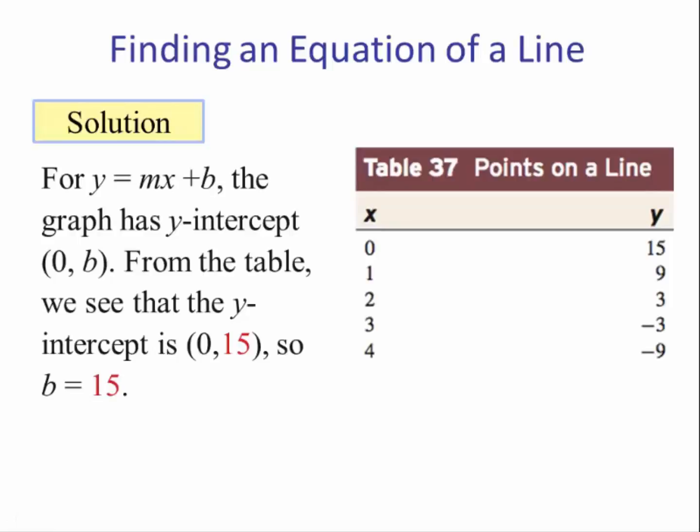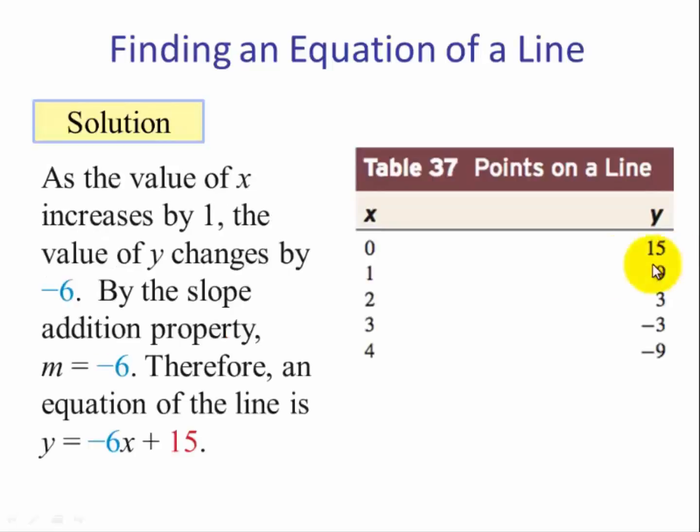So now we need to determine the slope. We know that as x increases by 1, the slope is how the y is changing. As x increases by 1, the y value actually decreases by 6. So therefore, the slope is -6 over 1 or -6. So the equation would be y equals -6x plus 15.